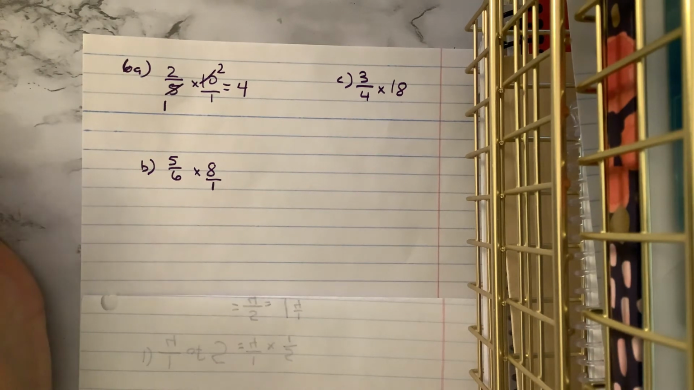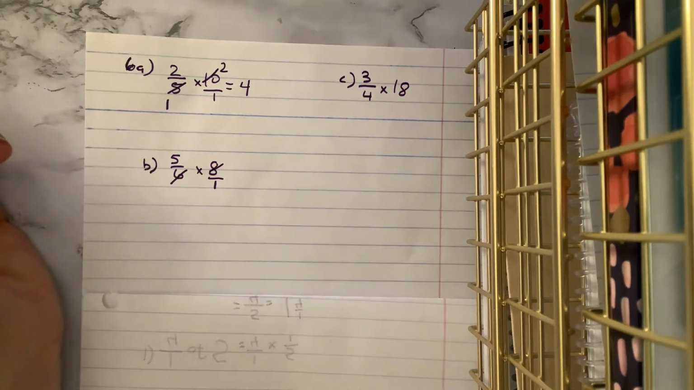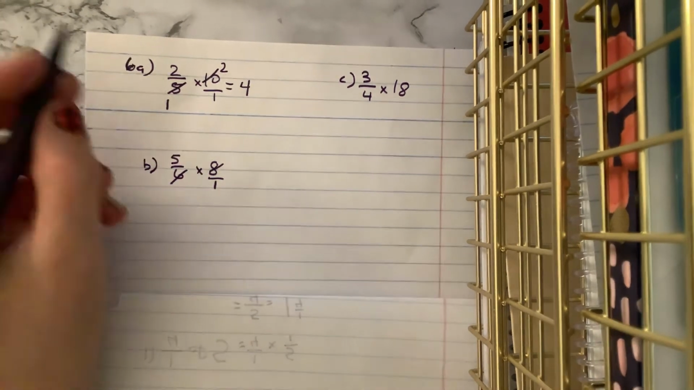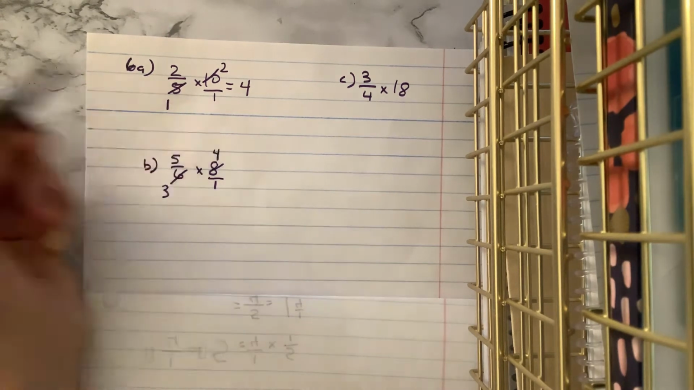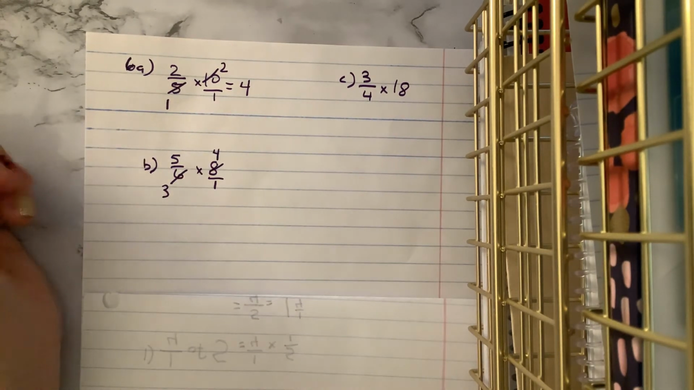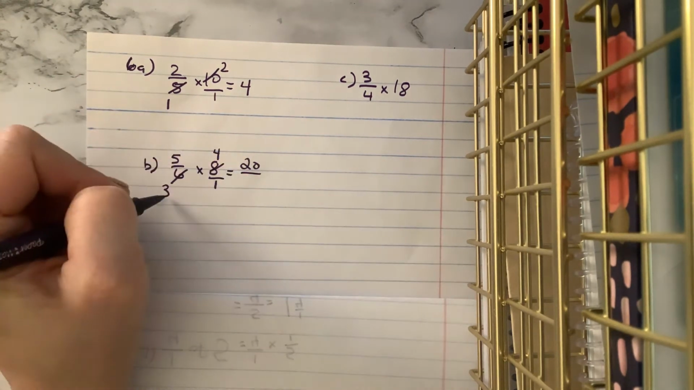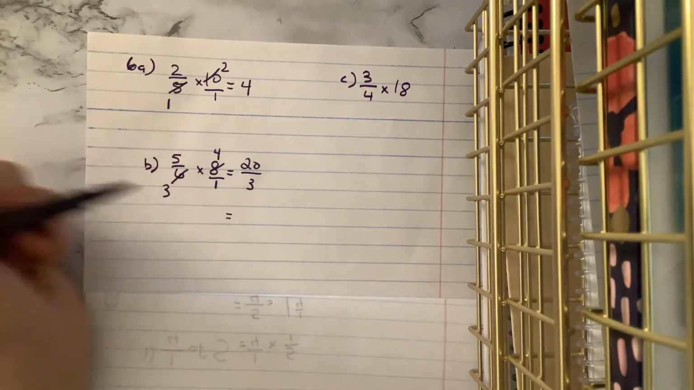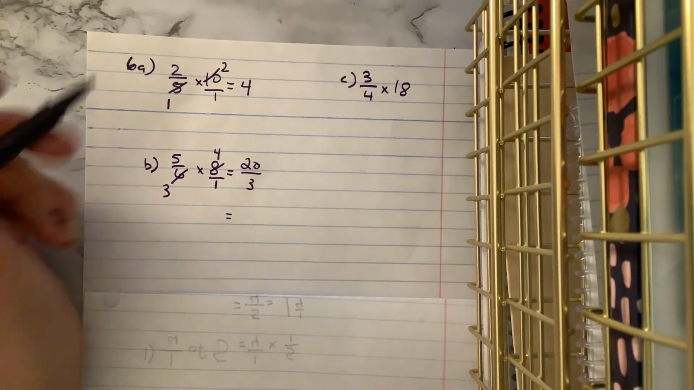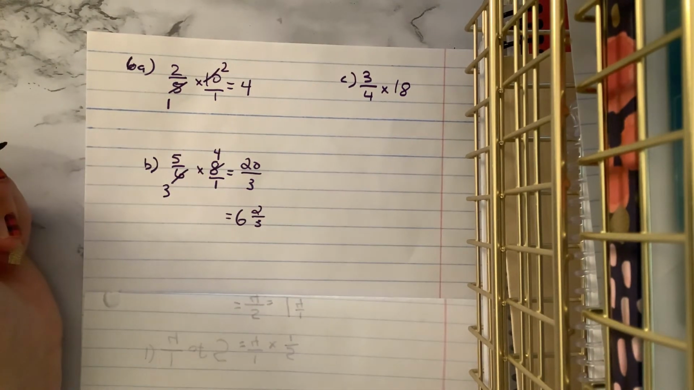Okay, we continue. 5/6 times 8/1. 5 and 1 can't be simplified, but 6 and 8 can. They're both divisible by 2. 6 divided by 2 is 3. 8 divided by 2 is 4. Now we multiply across. 5 times 4 is 20. 3 times 1 is 3. This is improper. We need to make it proper, which if you did so, you should have gotten 6 and 2/3.